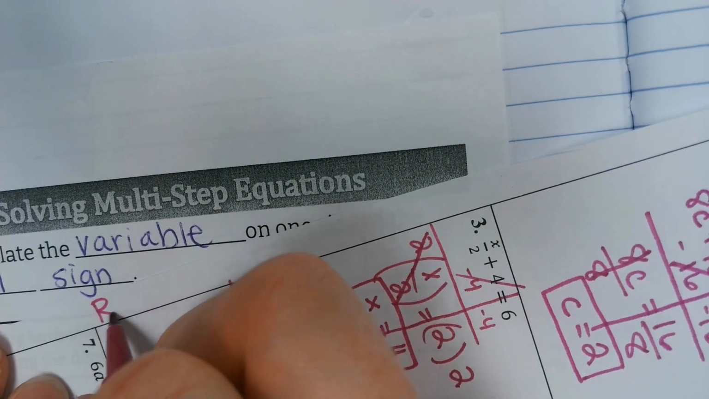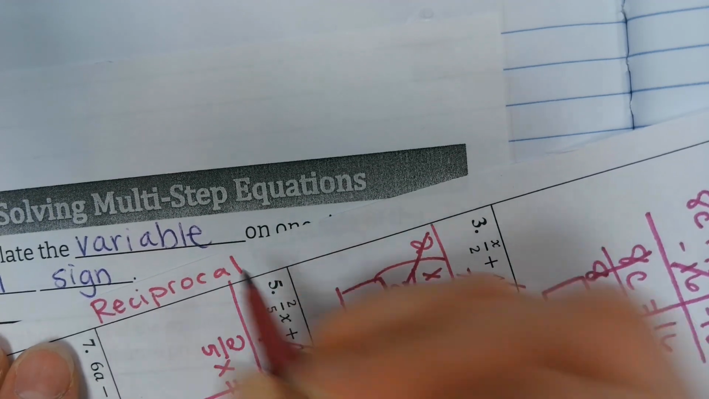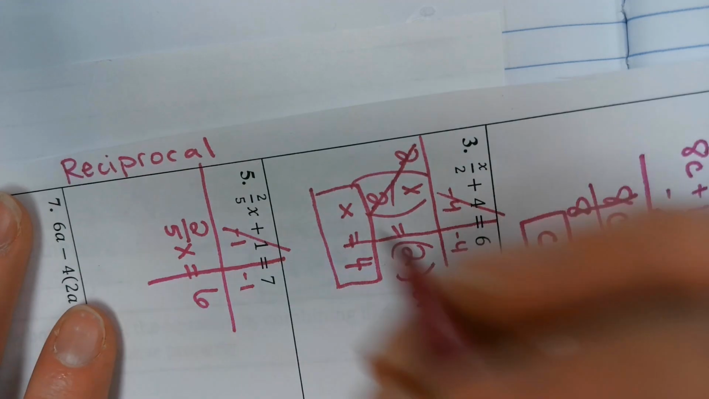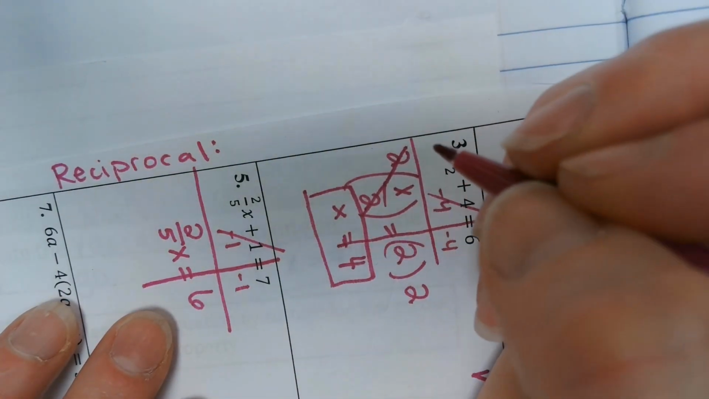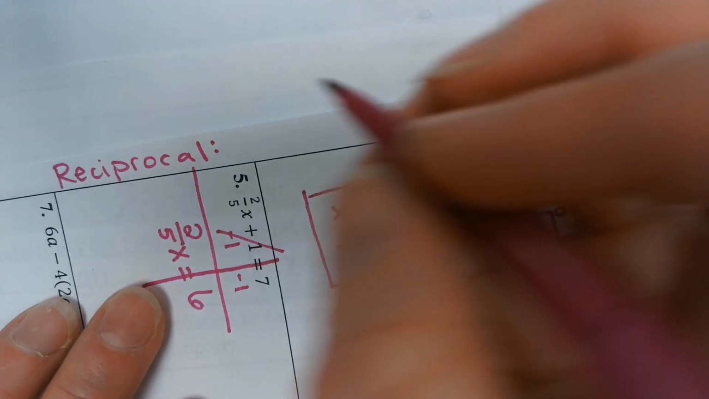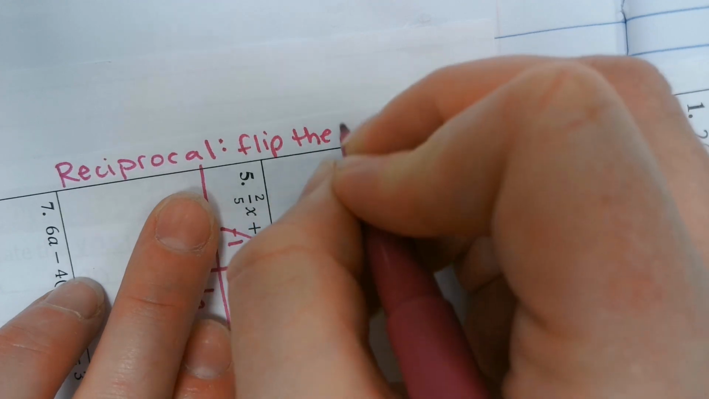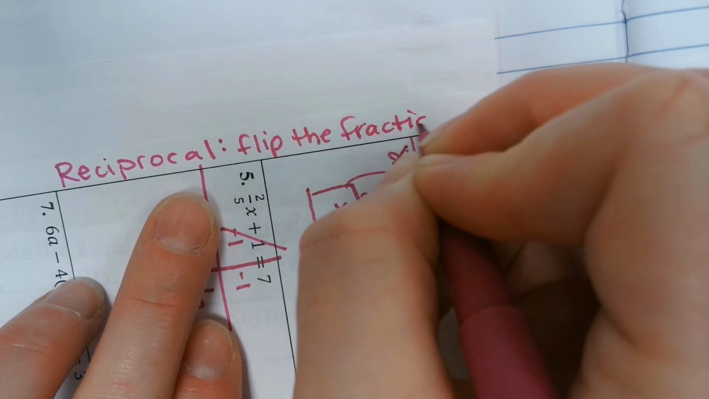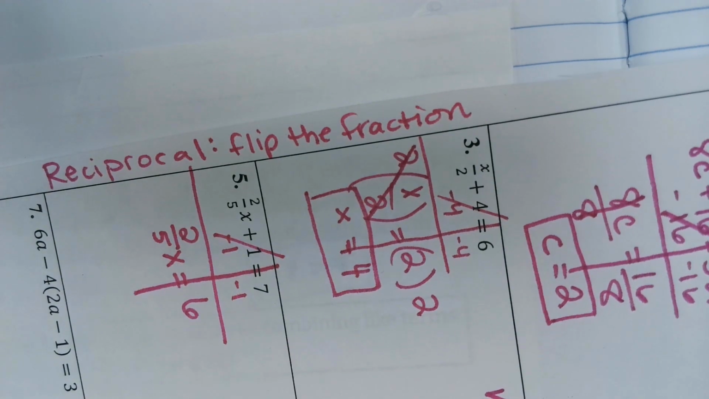So write reciprocal on the side. Reciprocal. We use the reciprocal when we're getting rid of a fraction that's in front of the x value. And we flip the fraction. And multiply. And that's how you get rid of it. Instead of dividing by that 2 over 5, we are multiplying by the reciprocal, which is the same thing. But it's a whole lot easier.